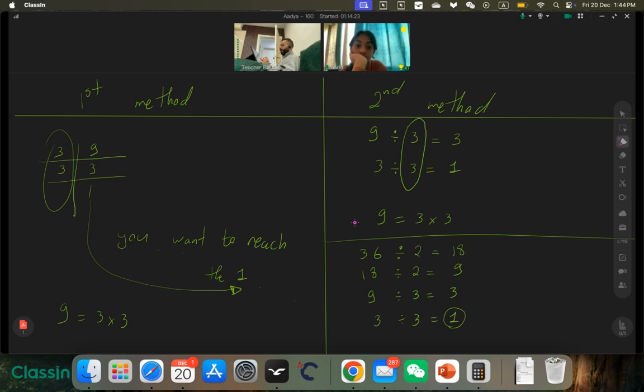Okay, so how many do you have here? 3, 3, 2, 2. So 36 is 2 times 2 times 3 times 3. So 36 is 2 squared times 3 squared. So now I know that 36 is 2 squared times 3 squared, and I know that 9 is 3 times 3.